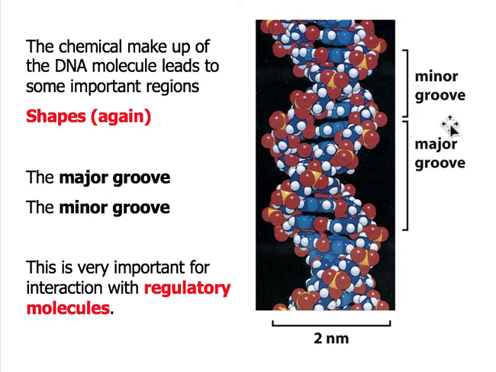This is a very important concept to understand because molecules like proteins, which need access to the DNA using their molecular shape, can make contact more inside the major groove than inside the minor groove. Indeed, the bases deep inside the DNA helix are accessible more from the major groove than they are from the minor groove. These concepts will be built upon later in this course.